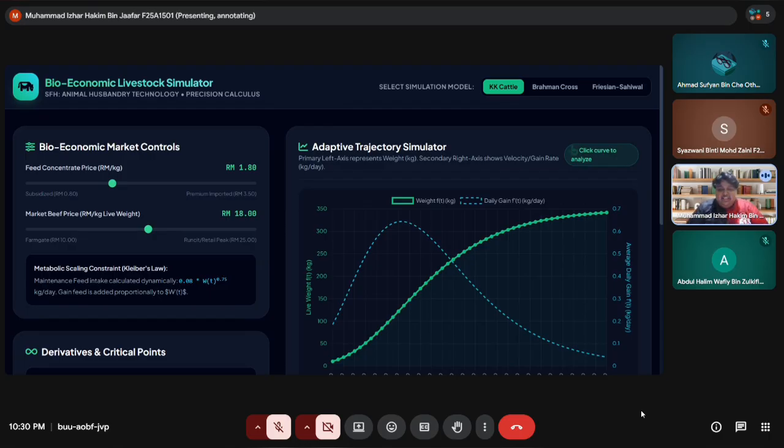In conclusion, this webpage demonstrates how bioscience, calculus, and economics can be integrated to analyze livestock growth and profitability. The simulator helps users understand growth patterns, growth rates, production costs, and economic returns through an interactive and educational platform. Overall, this project shows how mathematical models can be applied to solve real-world problems in animal science and agriculture.